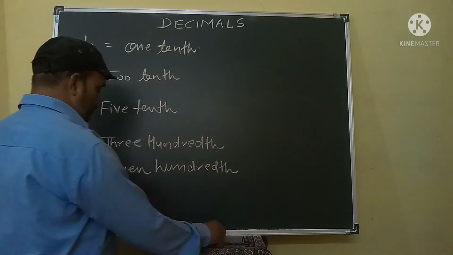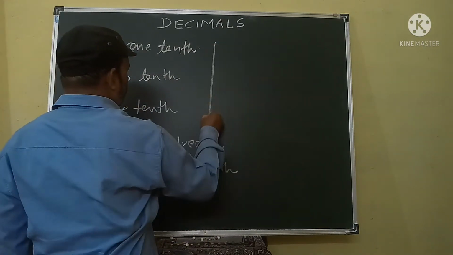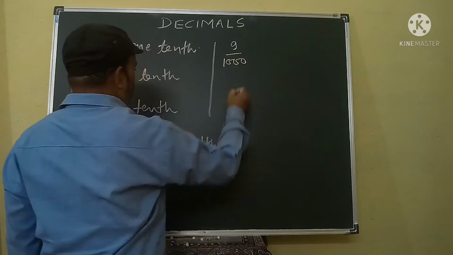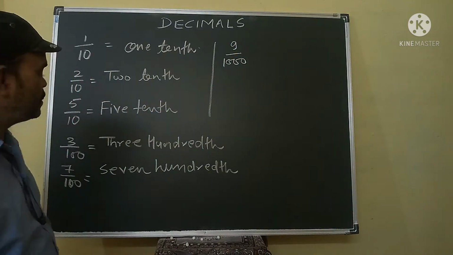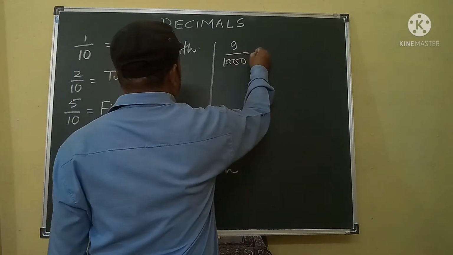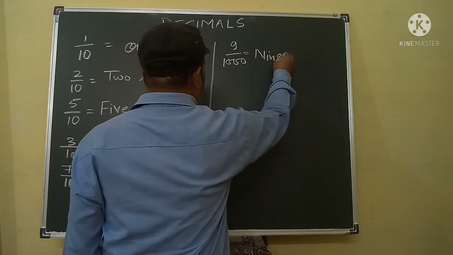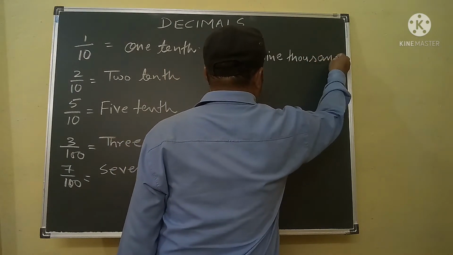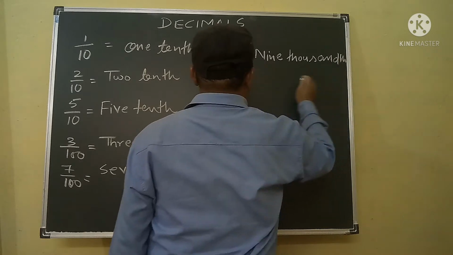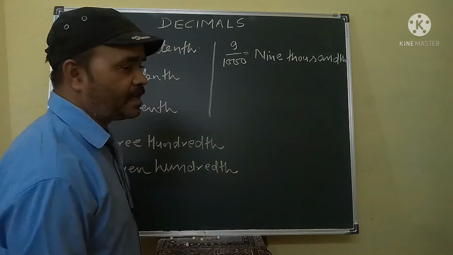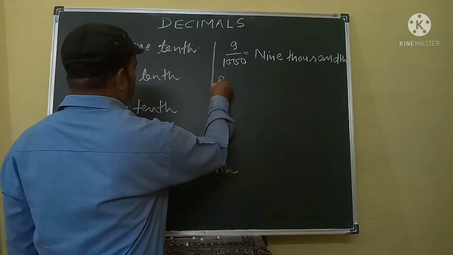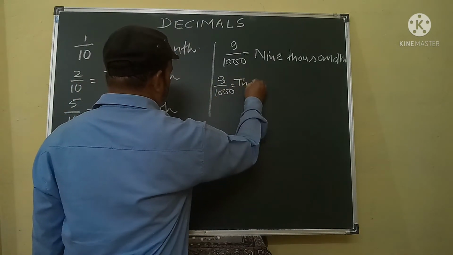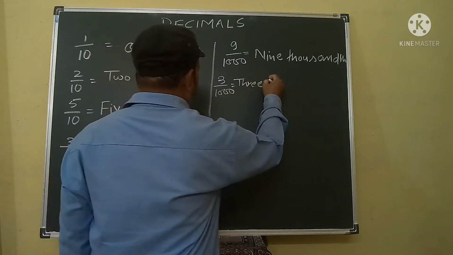Okay. Suppose in other example this is 9 upon 1000. So this number we can read 9 thousandths. Suppose this is 3 upon 1000. So we can read 3 thousandths.